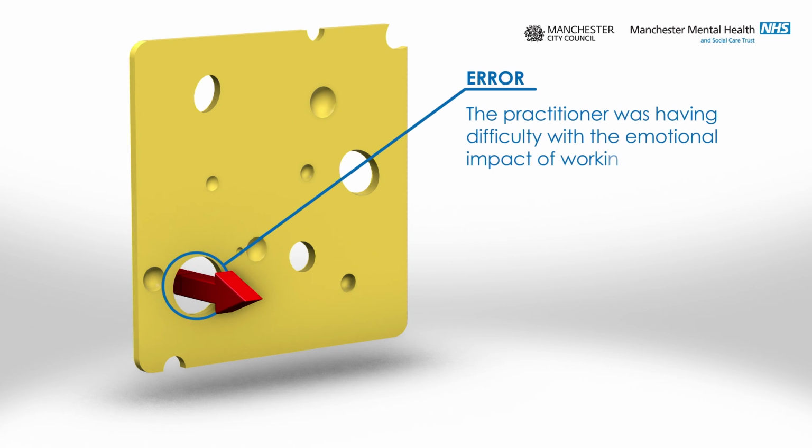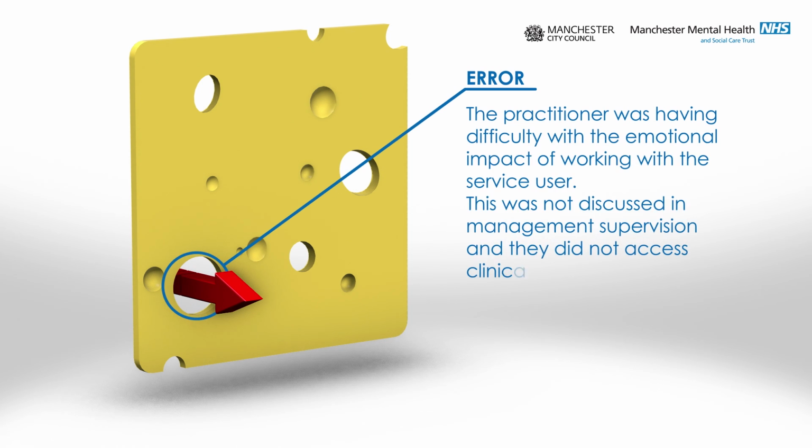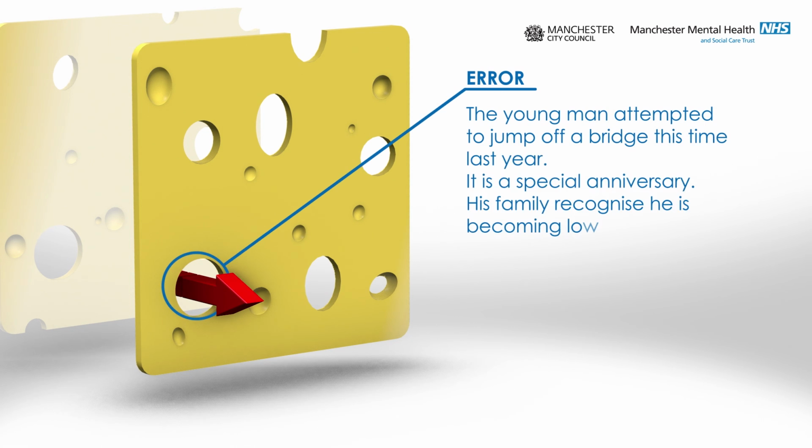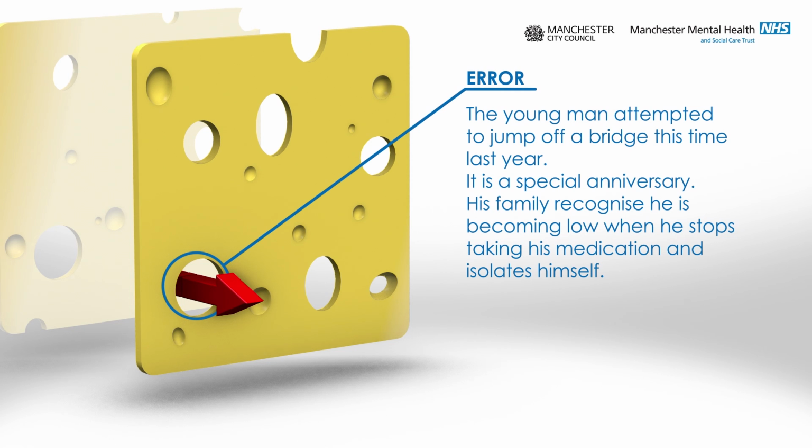A. The practitioner was having difficulty with the emotional impact of working with the service user. This was not discussed in management supervision, and they did not access clinical or professional supervision. B. The young man attempted to jump off a bridge this time last year. It is a special anniversary. His family recognize he is becoming low when he stops taking his medication and isolates himself.